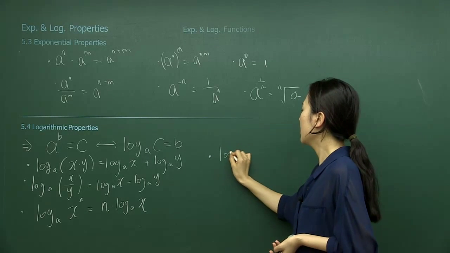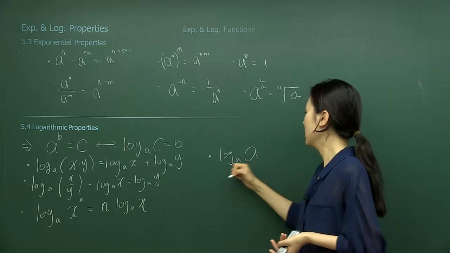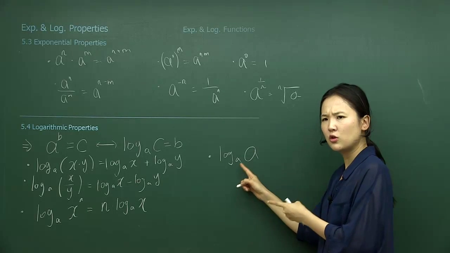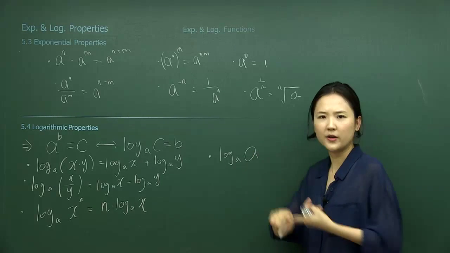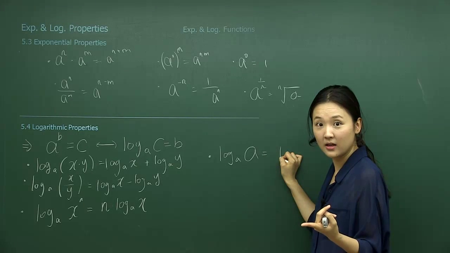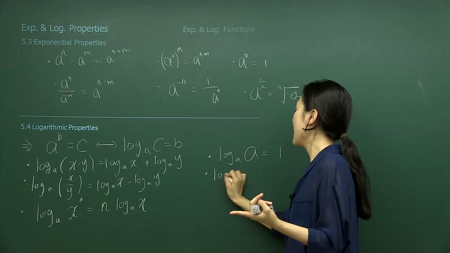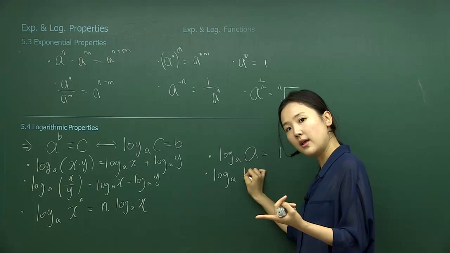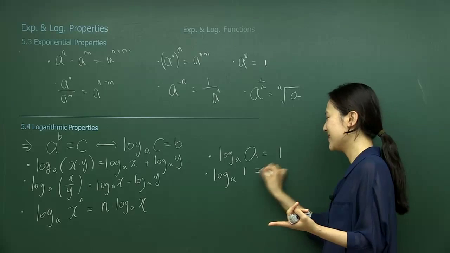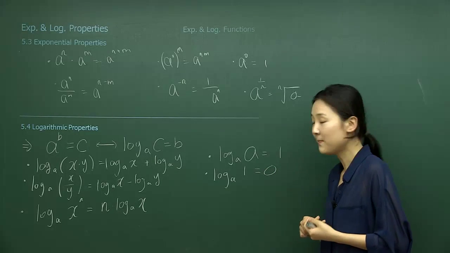If you see a value the same as the base, then think about it: base to the power of something equals the number itself. What must be the power? 1. A to the 1 equals a. So it's kind of obvious. And if you see 1 as the value, what is the power? Well, obviously 0. Anything to the power of 0 equals 1.